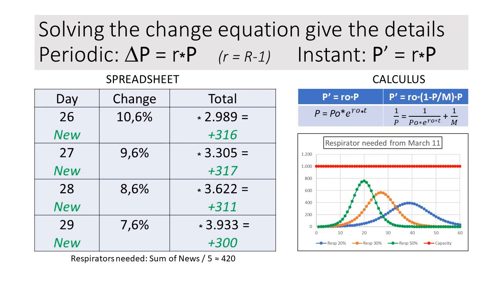The equation occurs in 2 versions. The first version uses a spreadsheet to calculate and add the periodic changes, step by step. The second version uses calculus to transform the change formula into a level formula for the hill curve.